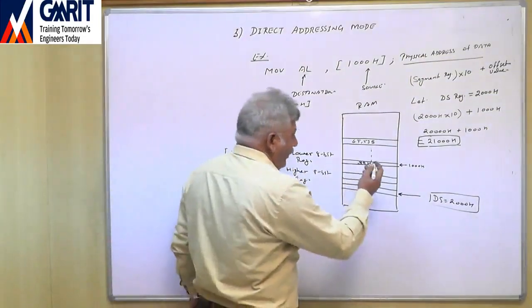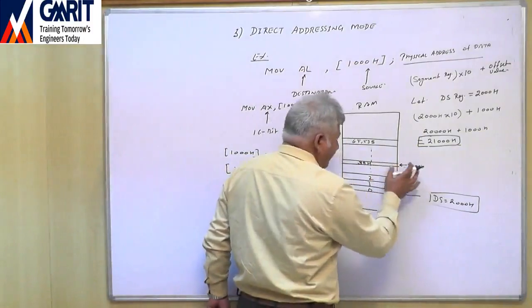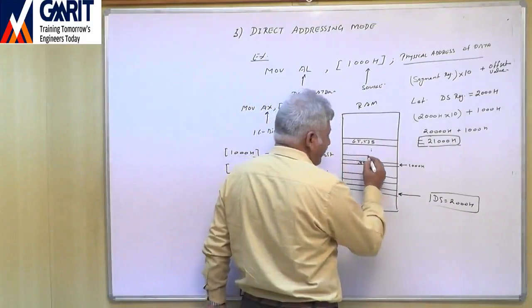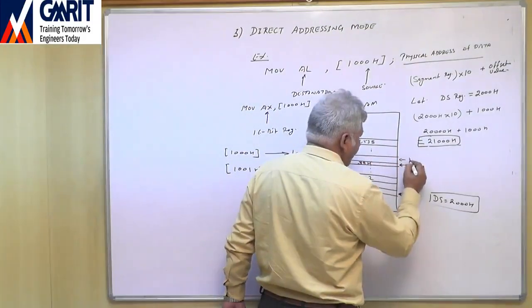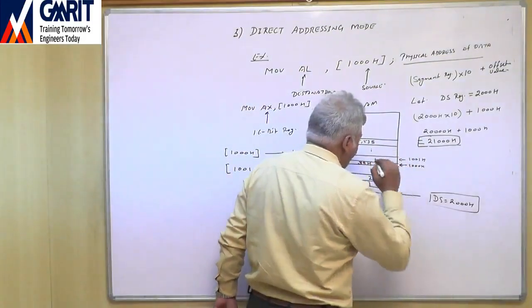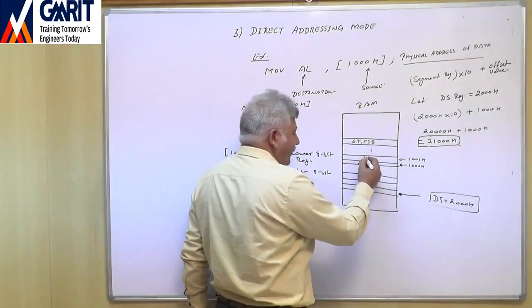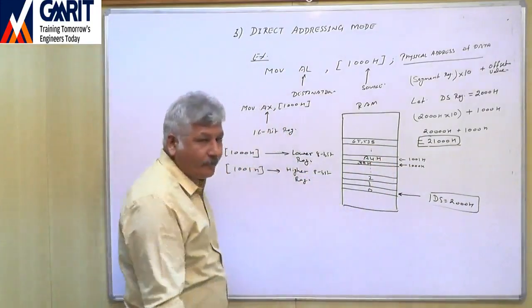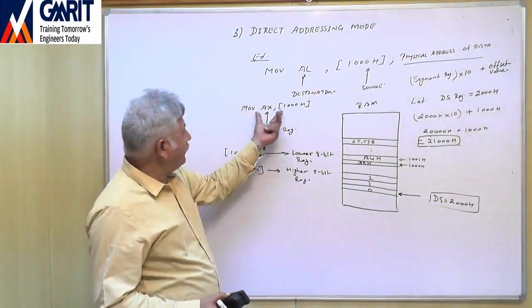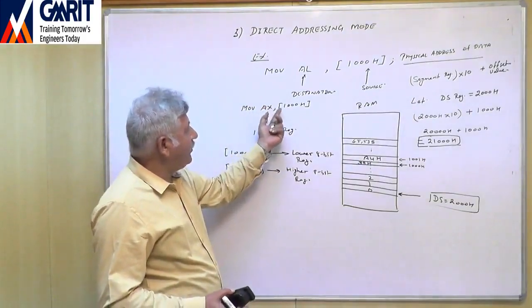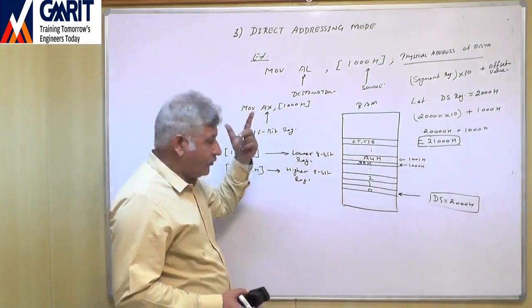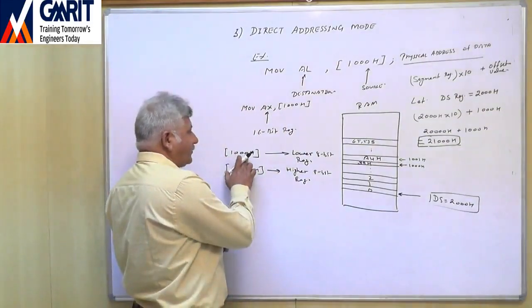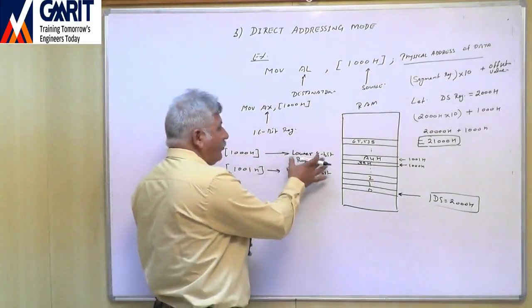So let us assume at 1000H offset we have data 39H, and at the next offset address, 1001H, suppose we have the data A4H, an 8-bit number. And if we execute this instruction, MOV AX, 1000H, what will happen here? From 1000H, data will be moved into the lower 8-bit register.